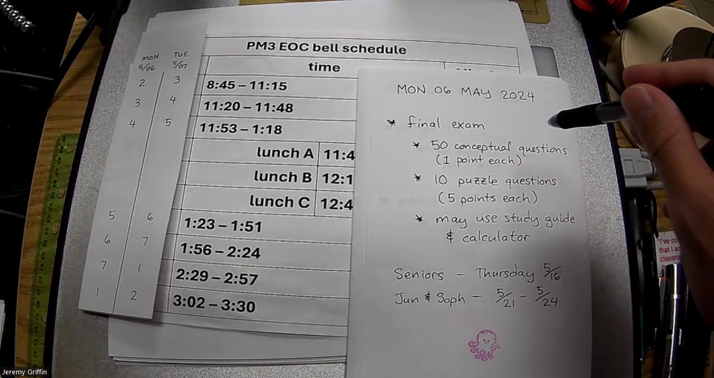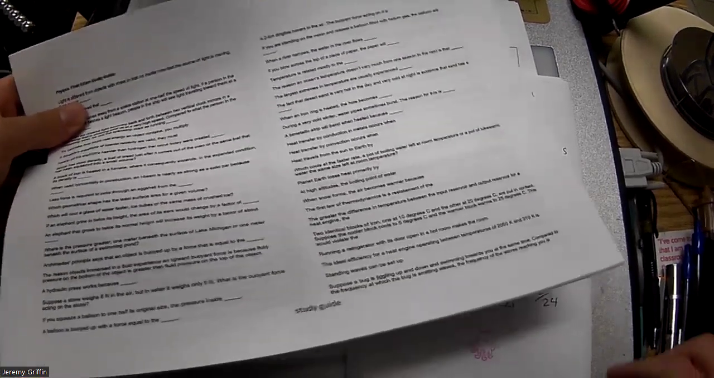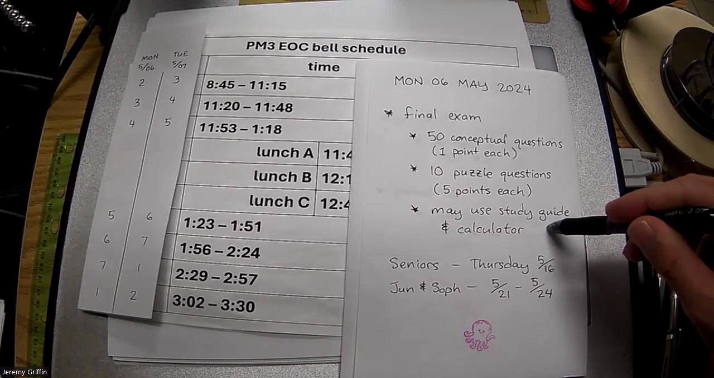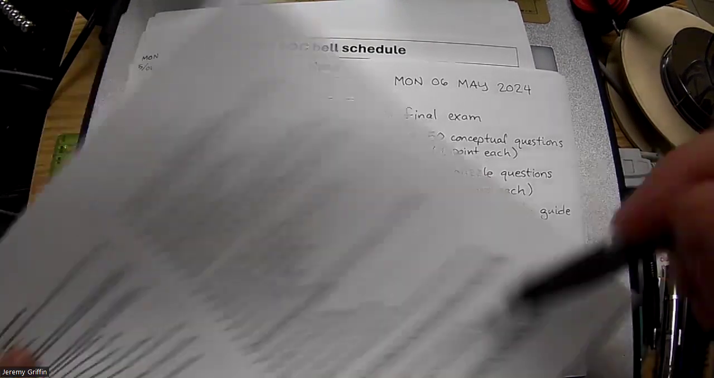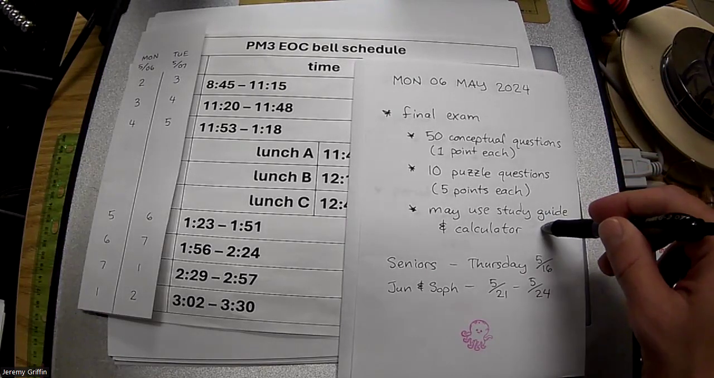So we get pretty close to this final exam. You remember last week I gave you one of these study guides. Everybody's got their study guides out right now, which is a good thing to have because you can use this on the final exam. Also a calculator. You can use any notes you write on the study guide too. So if you are writing notes on your study guide, that'd be all right.